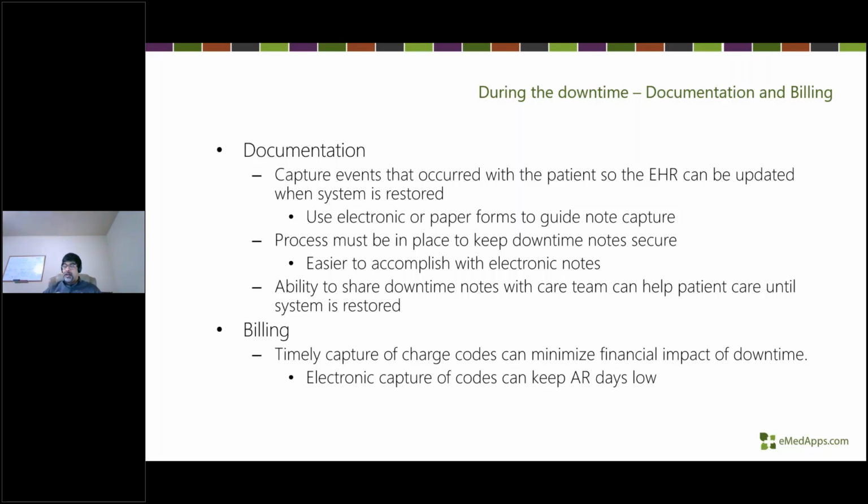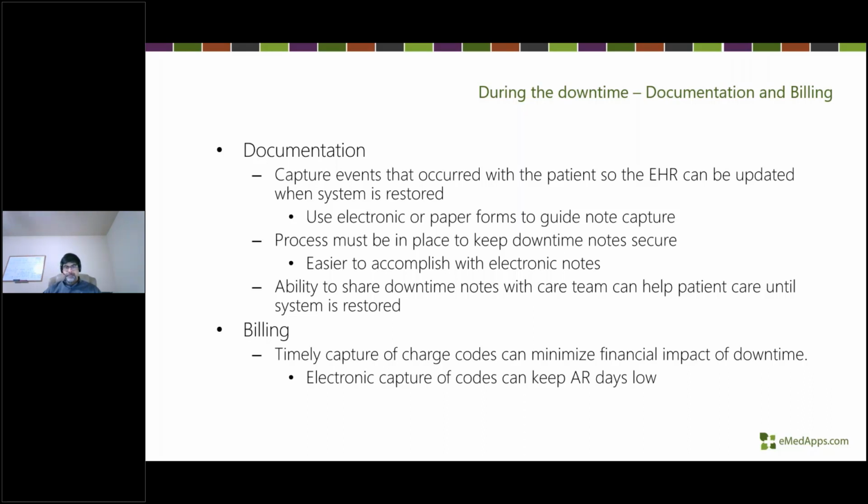Do I need to be able to share these downtime notes to help with patient care? Do my on-call team need to have access to what happened during that patient's visit that day in the event the outage continues through and the patient calls back? How am I going to accomplish that? What is my workflow for this documentation to make sure that it's available to those that need to have access to it?